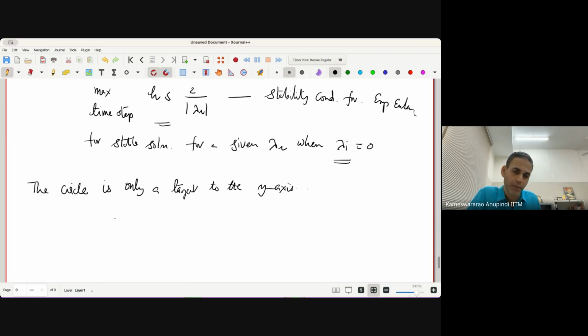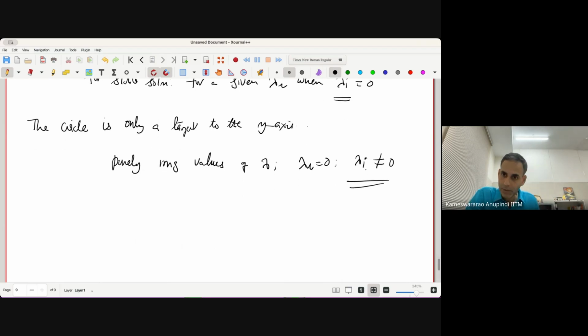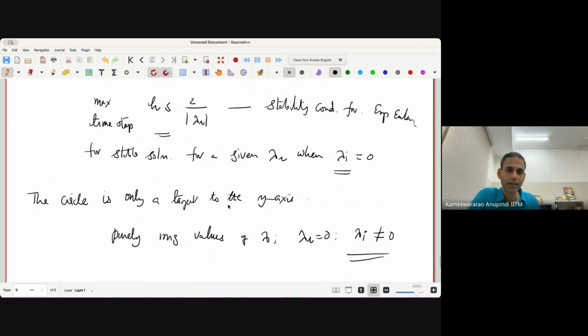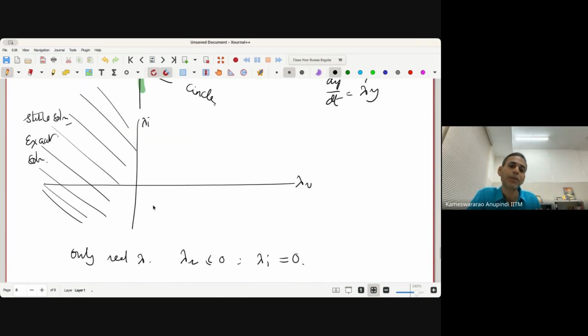That means if you take purely imaginary values of lambda, that means lambda R is equal to 0 and lambda I is not equal to 0, then this is never going to be inside the circle, right? Because it is only a tangent. So the y-axis is not going to be inside the circle. If you take any values on the y-axis, they are not going to be anywhere except 0, 0. Only 0, 0 is inside the circle. Everything else is outside. That means it is not stable.